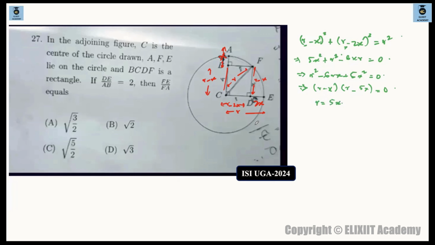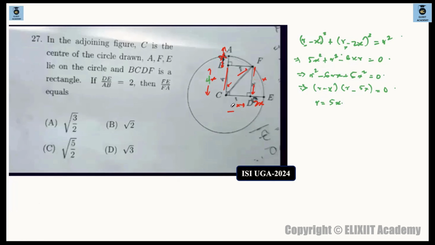So if r is 5x, then 5x minus x, this will become 4x. ये हो जाएगा 4x. ये हटा देते हैं यहां से. This will become 4x. है ना. ये हो जाएगा x. This will become 4x. r is now 5x, माने ये भी 5x है. Now let's bring this all in terms of x. तो ये 4x है, ये भी 4x हो जाएगा.